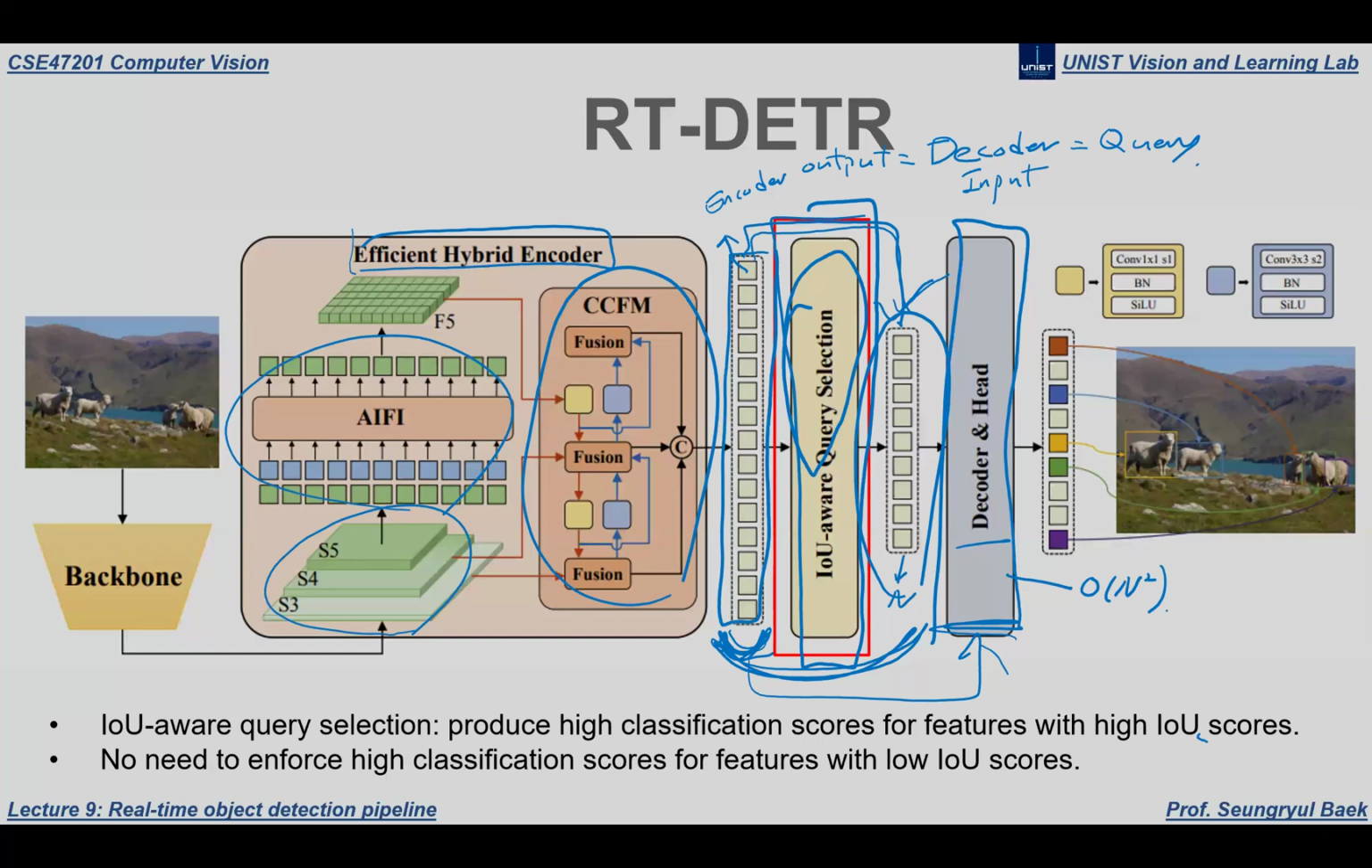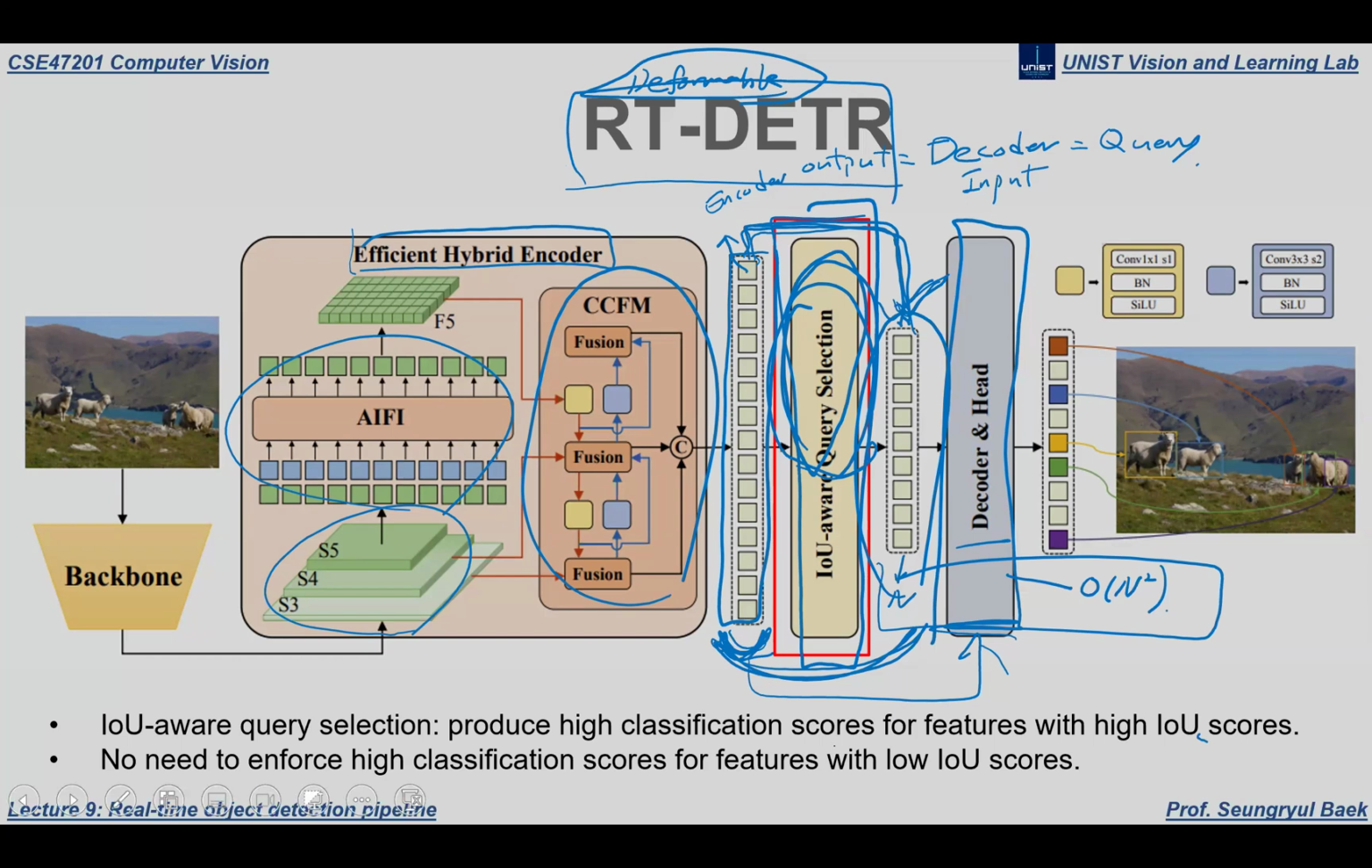Okay, so to understand this query selection properly, you have to understand the deformable DETR, which is an advanced version of DETR. But this is beyond the scope of this lecture. At this moment, you can think that you can filter out unnecessary decoder input, and by doing that, you can also accelerate the decoder. Okay, so these are the conceptual things that this RT-DETR achieved.